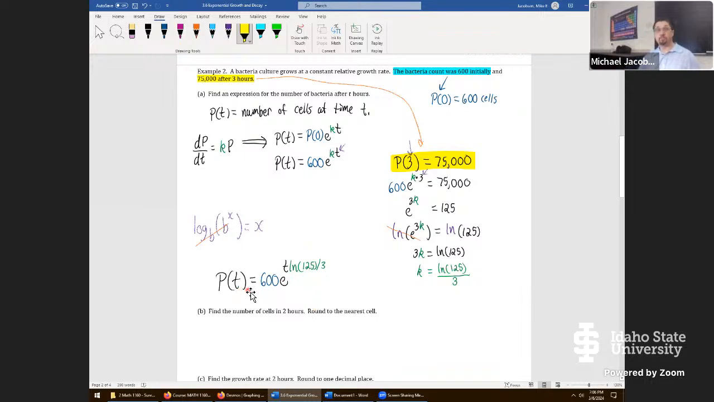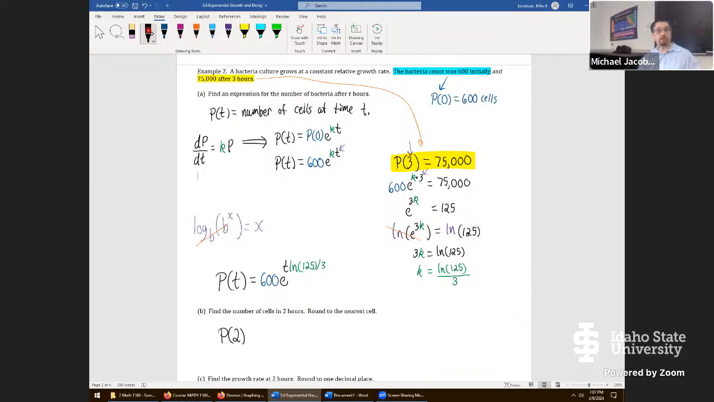Anyone have any questions on the work through on this one? Okay, that was the fun questions down below. Once we have this function, it tells us to find the number of cells in 2 hours, round to the nearest cell. All we're doing now is just taking P of 2. It's a calculator problem, so this is a reminder we will need a calculator.